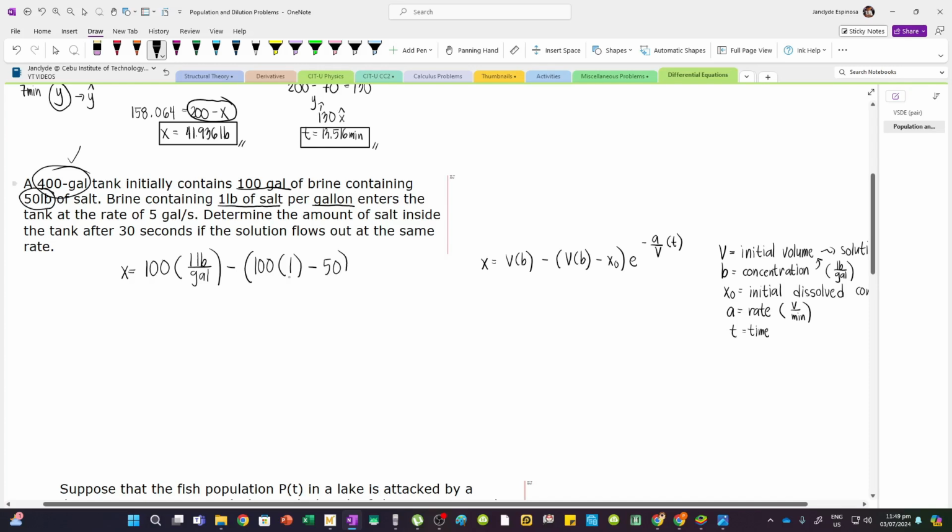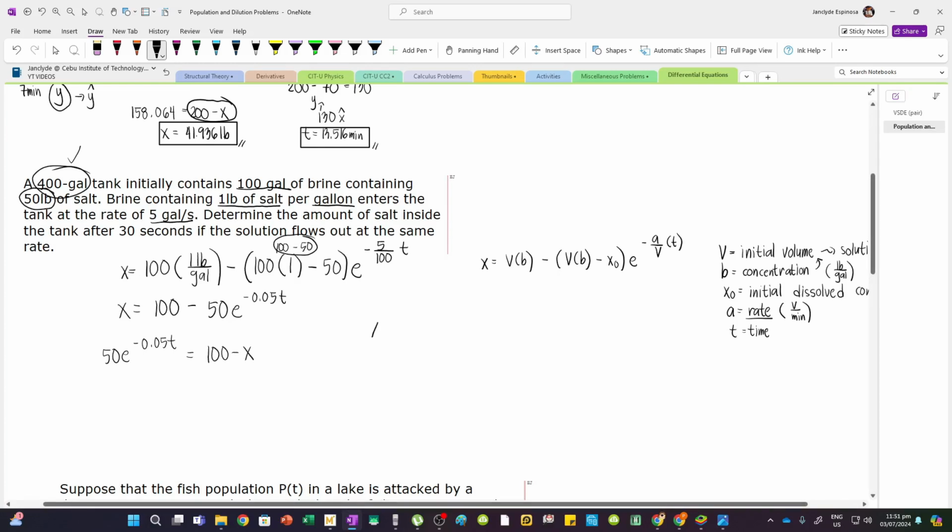So minus 50 multiplied by e to the power of minus a, again a is the rate, so 5 gallons per second, divided by V, which is the volume, so 100, multiplied by t. So this is going to be 100 minus 100 times 1 is 100, so 100 minus 50, this gives us 50. And then we have e to the power of negative 5 over 100, which gives us minus 0.05, multiplied by t. Now, we're going to rearrange this a bit. Moving this to the left and this to the right, we have 50 e to the negative 0.05 t equals 100 minus x.